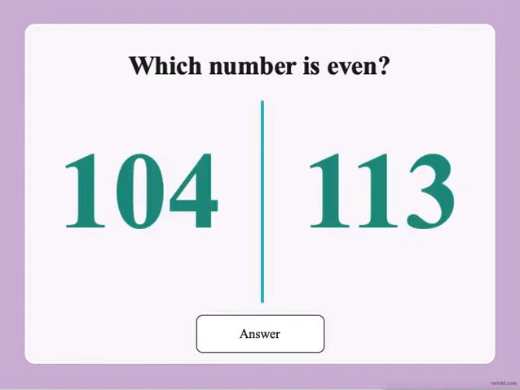So that rule is really important when you're looking at bigger numbers, boys, because you can see straight away we have 3 digits here. Instead of dividing it by 2, which might take a minute or 2, we can just look at the last digit. Okay, so 104, 4 is the last digit, so we know straight away this is an even number. Whereas if we look at 113, boys, we look at the last digit, it's a 3, so therefore this is an odd number.